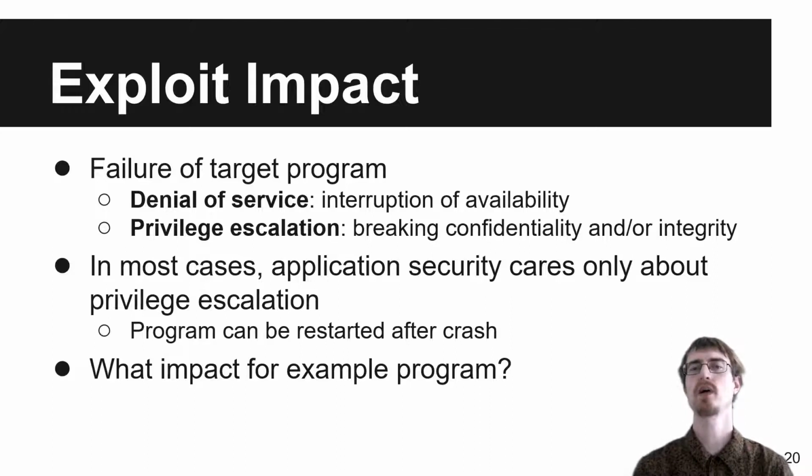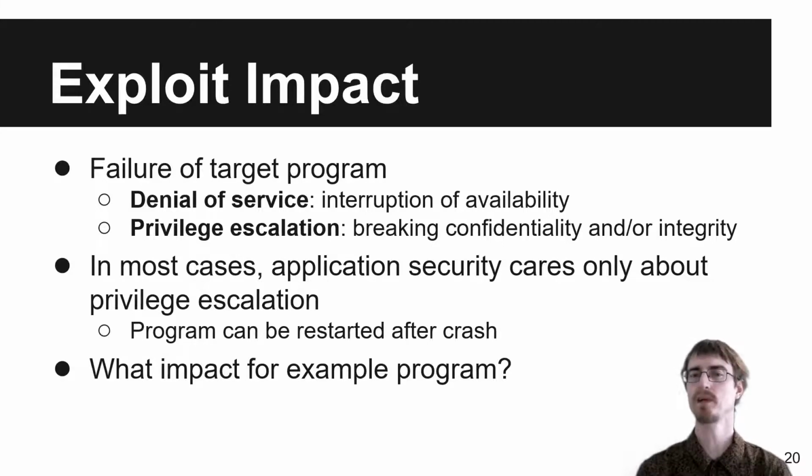So typically there's two kinds of impacts that you might strive for. One is denial of service, which means that you're interrupting availability. So for example, you might target a web server, causing it to constantly crash, and as a consequence, the web server is no longer available for people who want to use it. Now the second, which is the one that typically in application security is the only one we care about, is privilege escalation. So this means we break confidentiality by leaking some secret data, or we violate integrity by modifying some data that we're not supposed to modify.